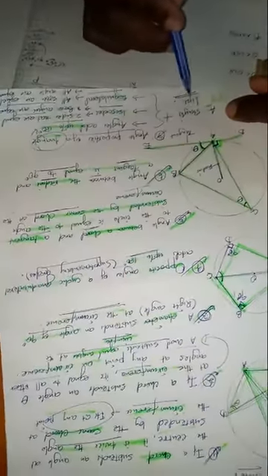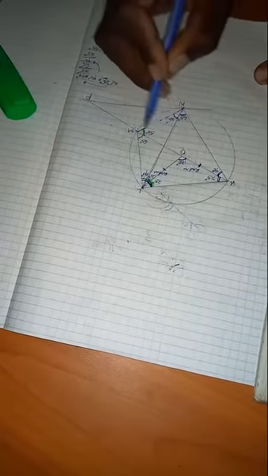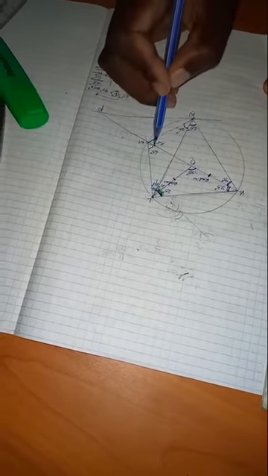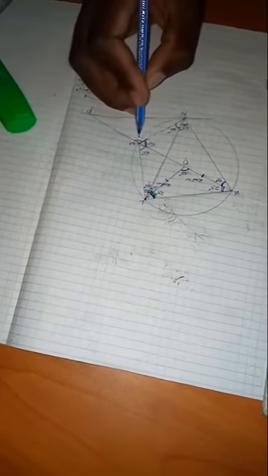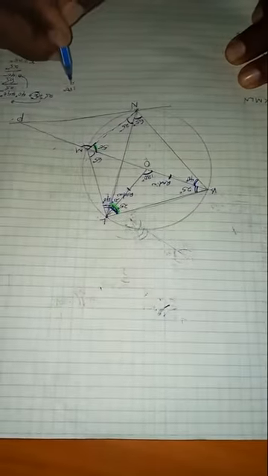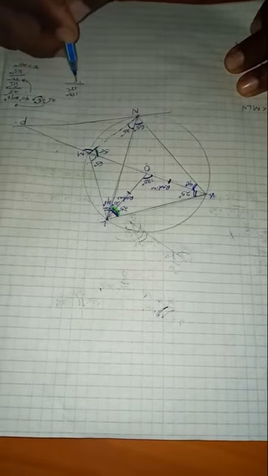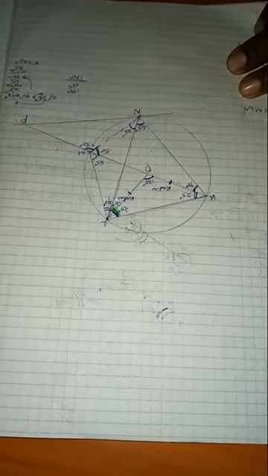Then you can use the property of a straight line that it adds up to 180. KOMP is a straight line. This angle and this angle should add up to 180. So for you to get this angle, you take 180, you subtract 50 degrees, you get 130. So this angle here is 130 degrees.